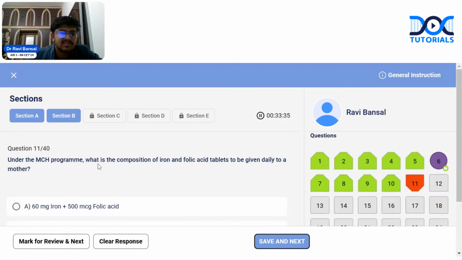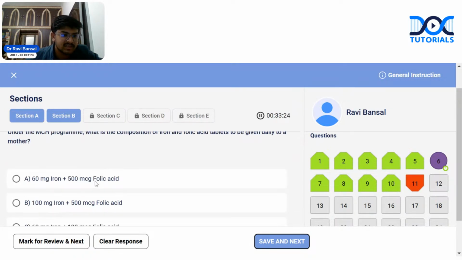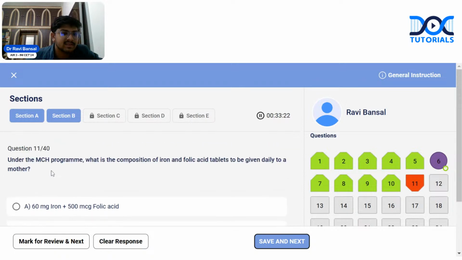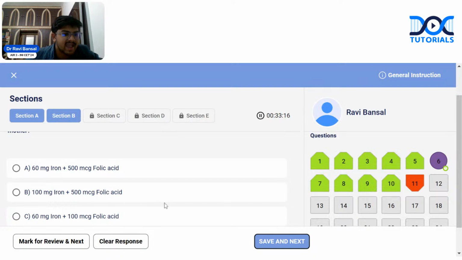Under the MCH program, what is the composition of iron and folic acid tablets to be given daily to a mother? So we know it is 60 plus 500. So 60 mg iron and 500 microgram folic acid. So we'll see the options. In these types of questions where figures are given, you must be extra careful while solving them, because they will change iron and folic acid. They will change some units, mg and microgram. So 60 mg iron and 500 microgram folic acid.